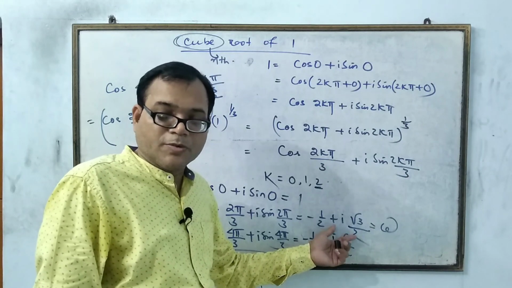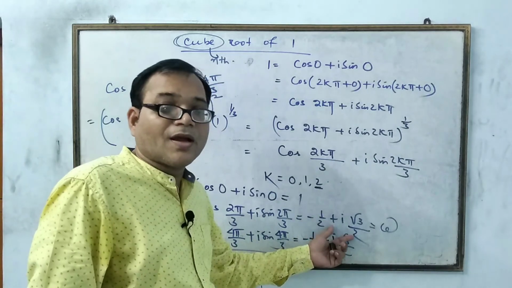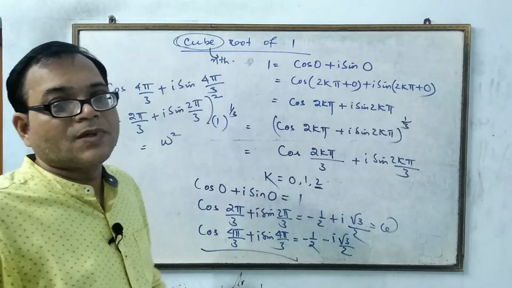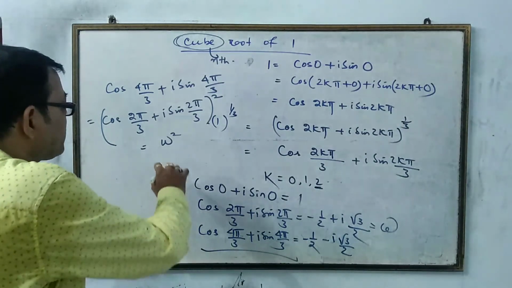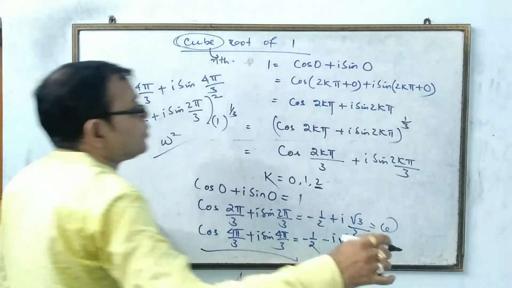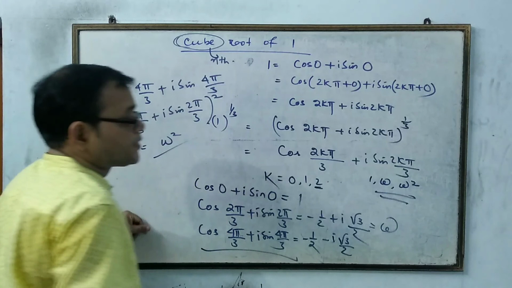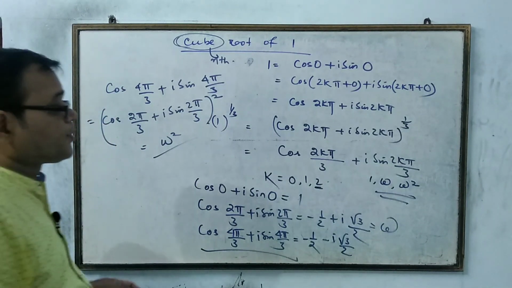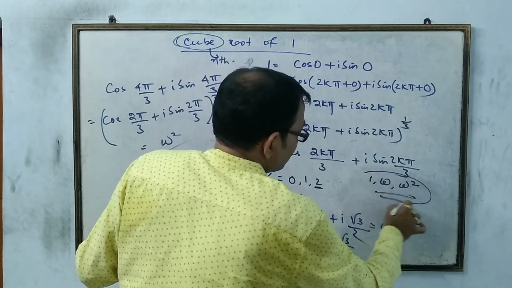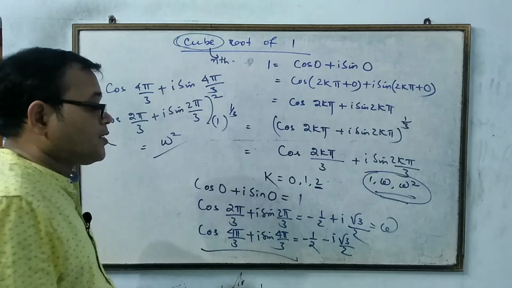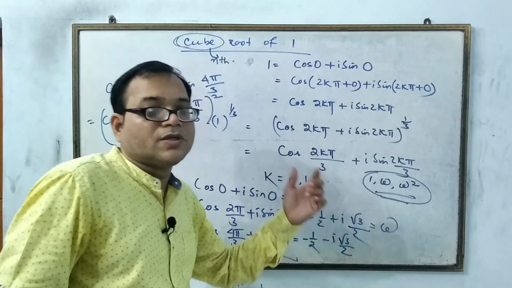Previously, in the previous video, I explained what the value of omega is and what the value of omega square is. So it is 1, omega and omega square, what we have already said. 1, omega and omega square are the cube roots of unity. Here omega is minus half plus I root 3 by 2. What is omega square? Minus half minus I root 3 by 2.